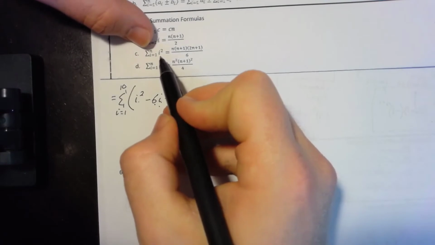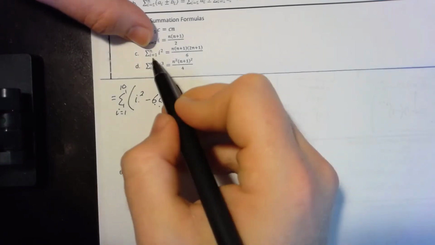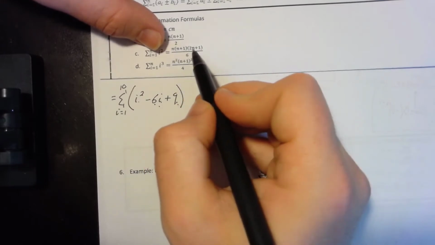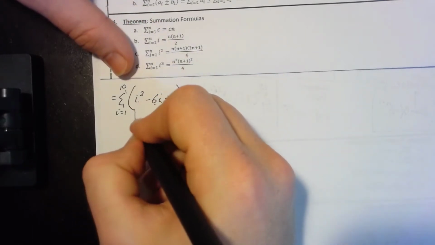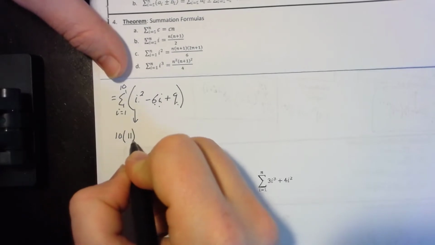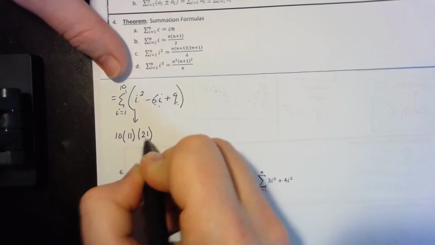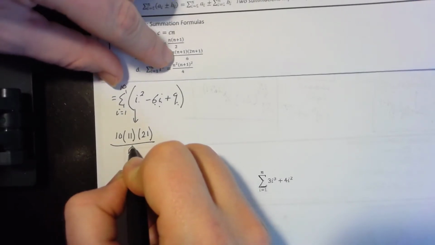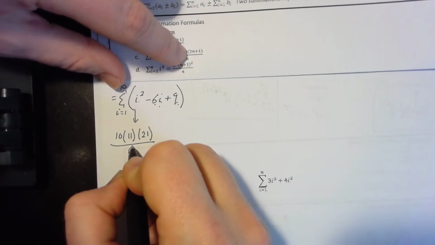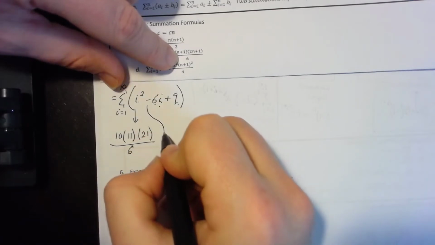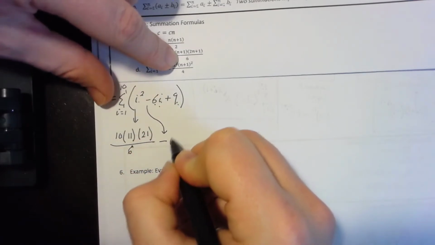i squared. If I go from 1 to 10 of i squared, it's going to be this formula where all those n's are 10s. So this i squared piece becomes 10 times 11 times 21, all divided by 6. Again, 10 times 11, 2 times 10 is 20, plus 1 is 21, all divided by 6. So that's your i squared. I'm going to carry down the subtraction. I'm going to carry down the minus 6.